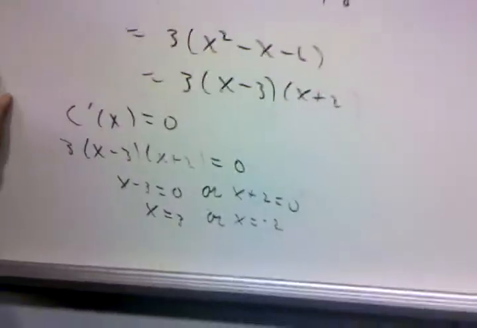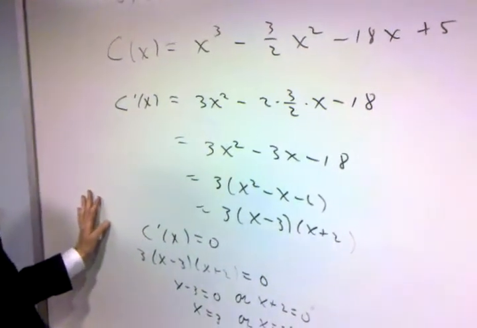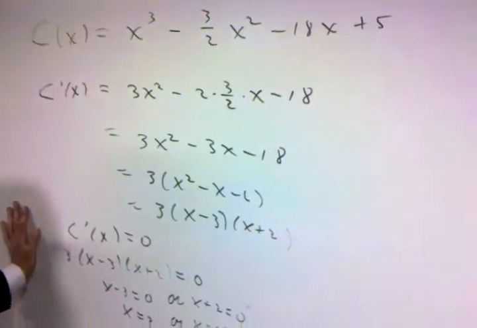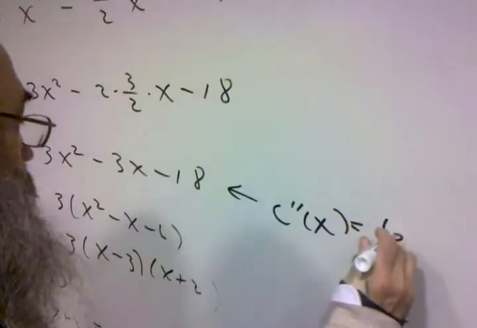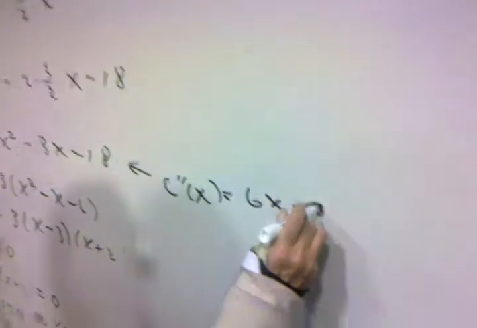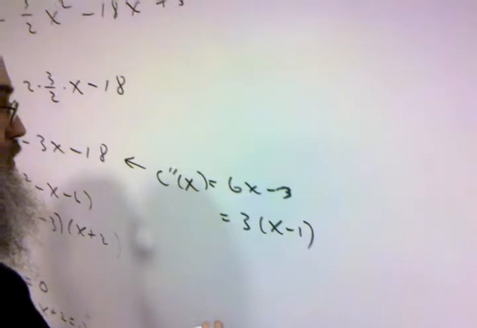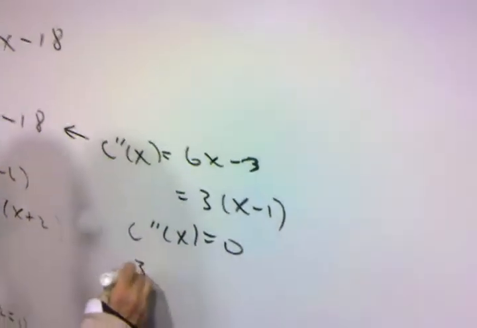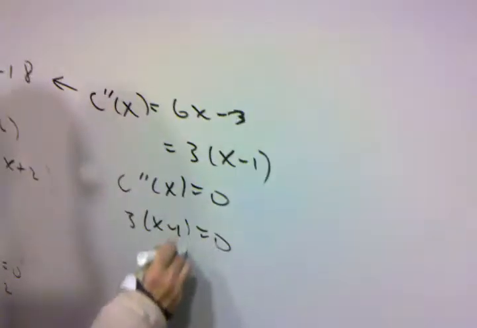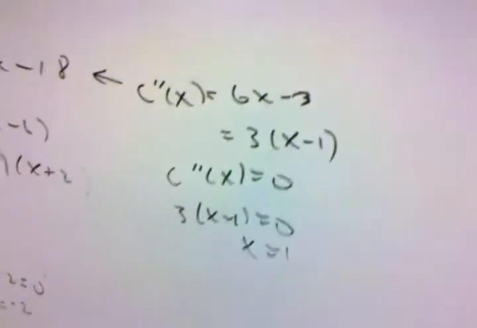We also want to find, by the way, points of inflection. Point of inflection generally means the second derivative is 0, so we'll take the second derivative right now. This is the first derivative. The second derivative, c double prime of x, is going to be 6x minus 3, which equals 3 times 2x minus 1. We're going to say c double prime of x equals 0. So x equals 1 half is our potential point of inflection.